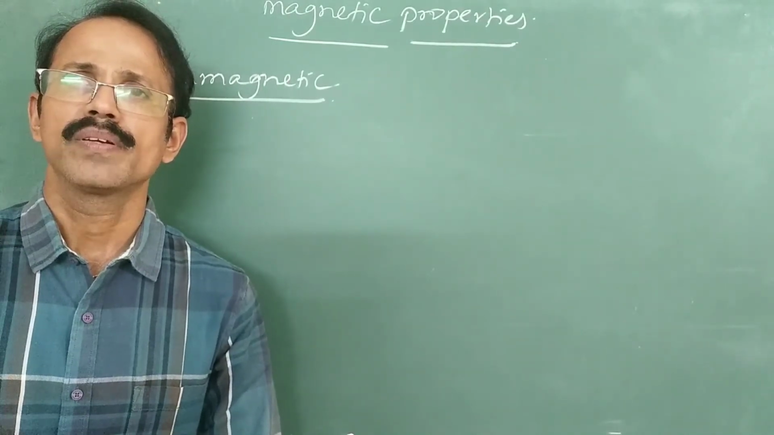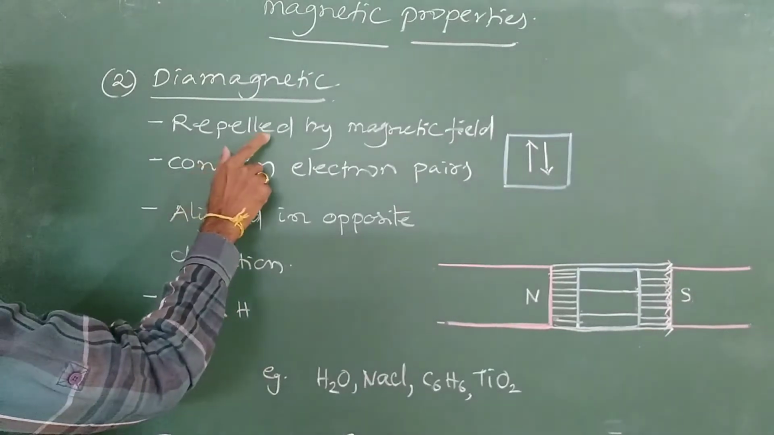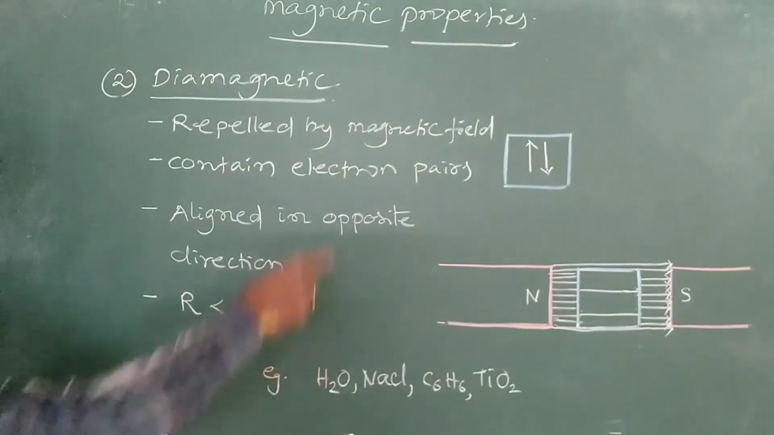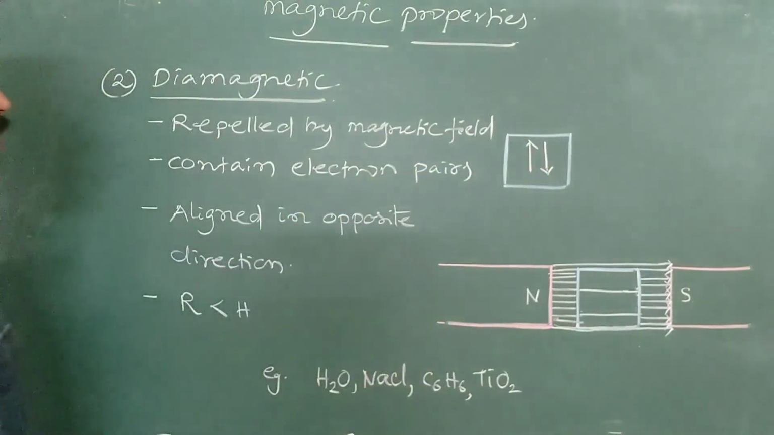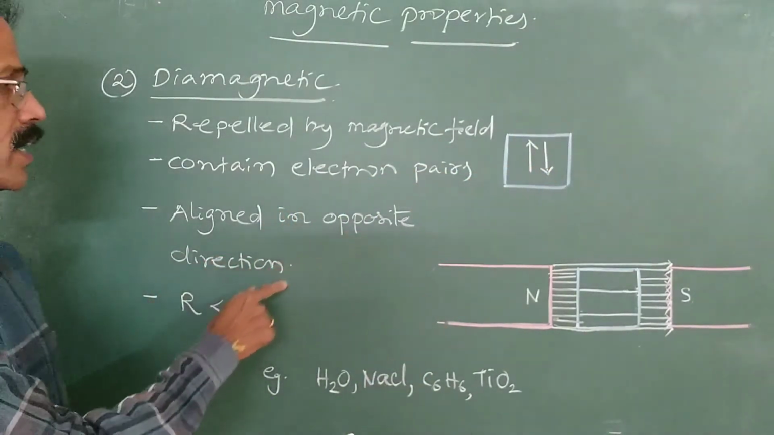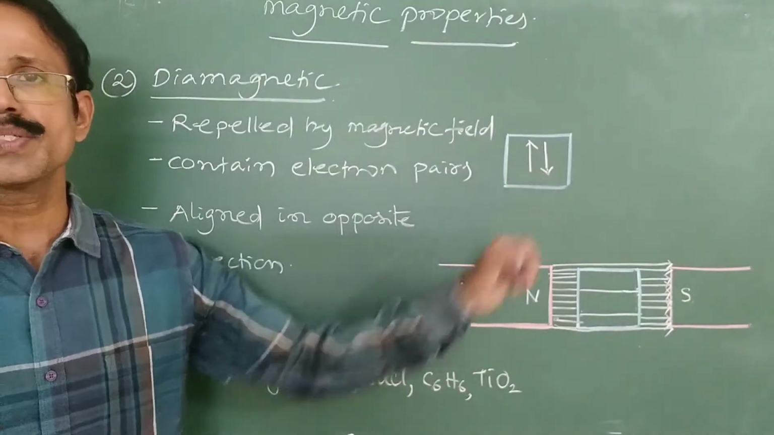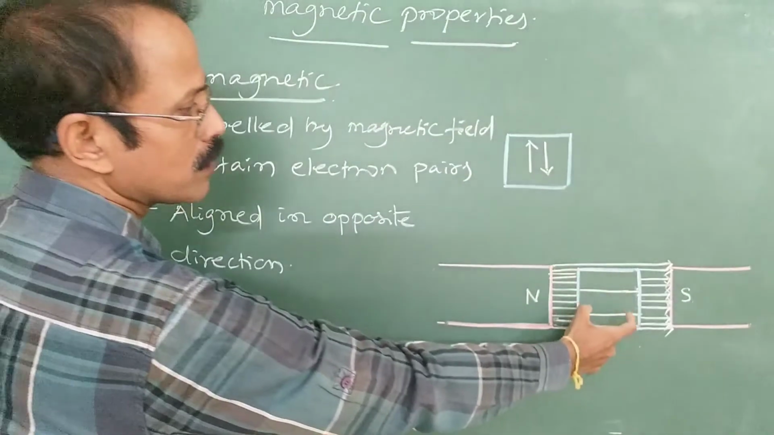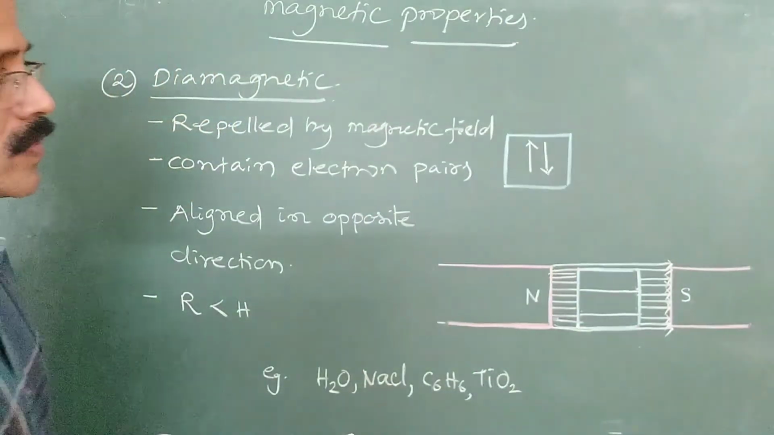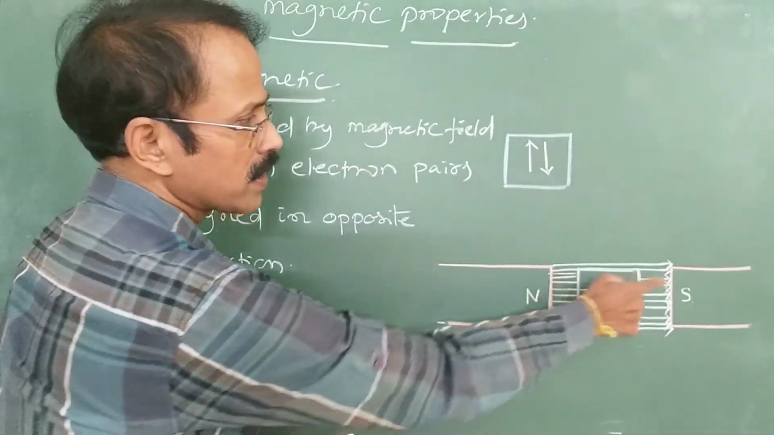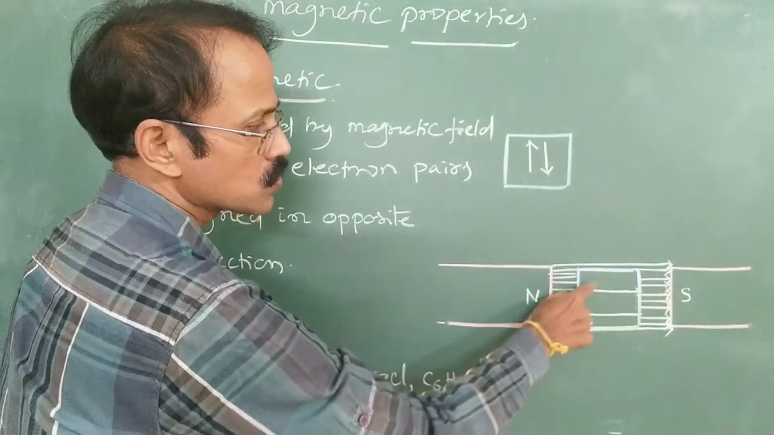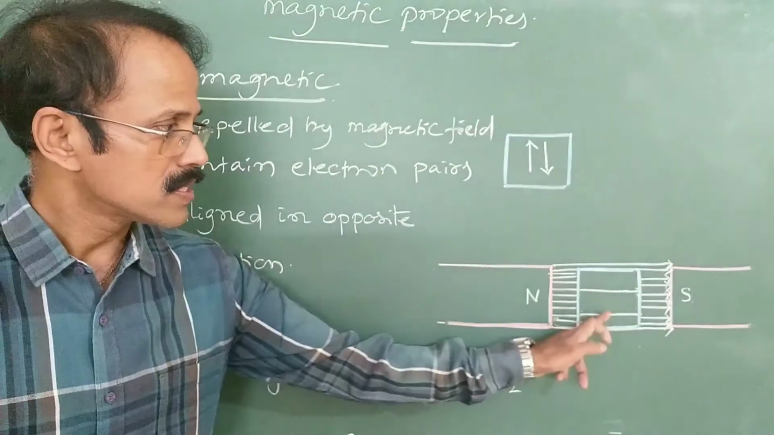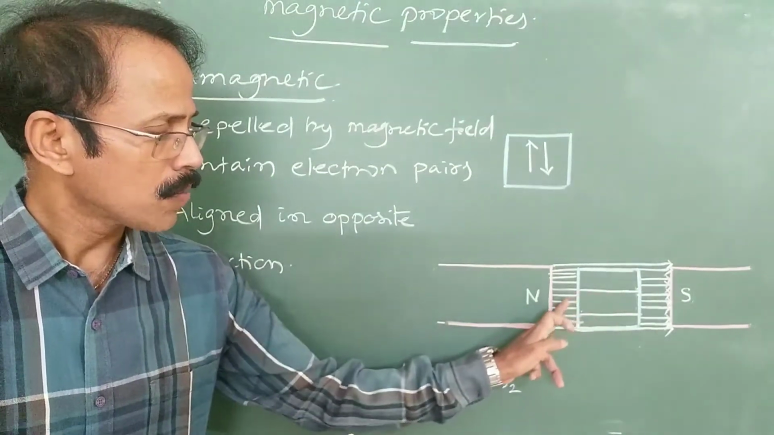Right? I repeat, diamagnetic substances are repelled by the magnetic field and they contain paired electrons which are aligned in opposite directions like this. And when you keep a diamagnetic substance in a magnetic field, it is not easy for the magnetic lines of force to pass through the diamagnetic substance. So that is why the resultant field is less than the applied field.